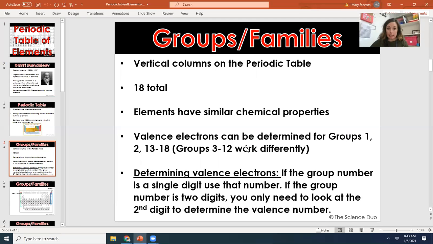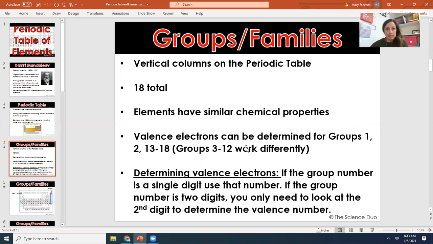So the periodic table is arranged in multiple ways. The first way we're going to talk about is groups or families. These are going to be your vertical columns on the periodic table, as you will see here. There are 18 total. The elements in each group or family have similar chemical properties. Valence electrons can also be determined for group 1 and 2, also groups 13 through 18. Groups 3 through 12 work a little bit differently.